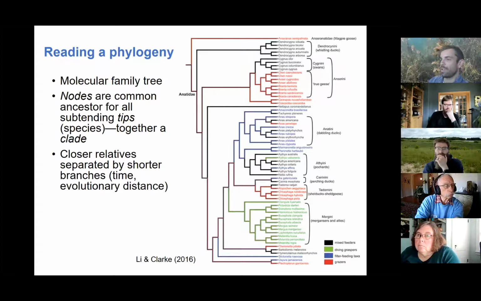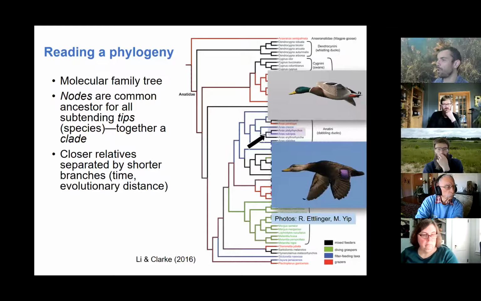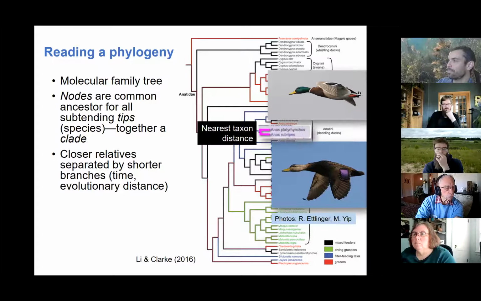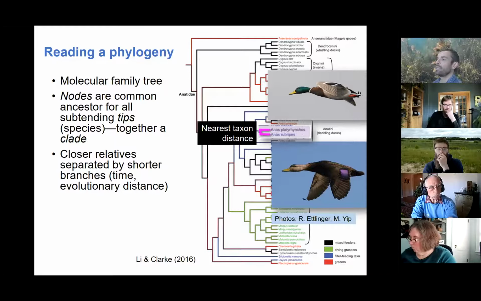What's important is that closer relatives are separated by shorter branches. They have shorter time or evolutionary distance between them. So for example, mallards and black ducks are very close relatives in this tree. And each species has a closest relative. In the case of mallard and black duck, it's each other, and that represents the nearest taxon distance. And I'm highlighting that because that's a metric I'll use in my analysis.